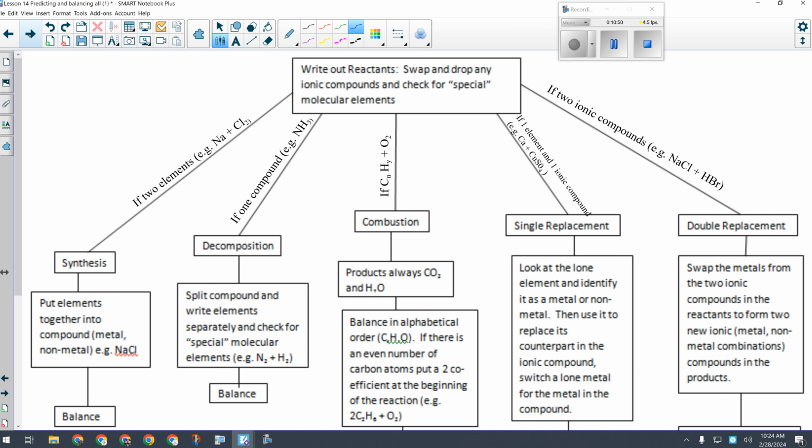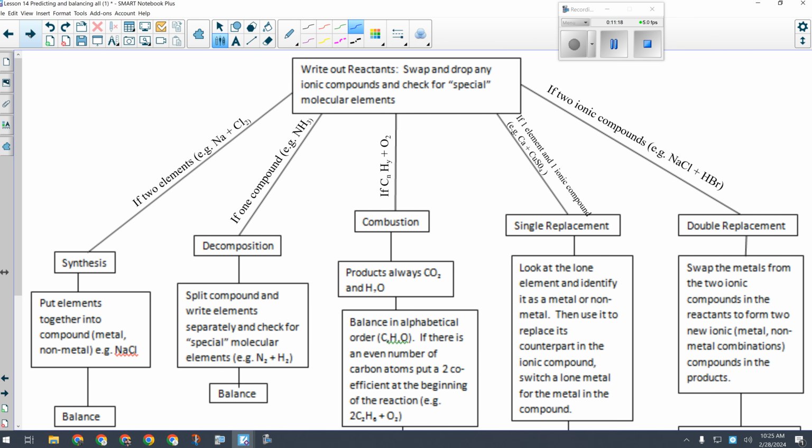Now, I used to give everybody a copy of this flow chart, but I found people got way too dependent on it, and it makes it look more complex than it needs to be. We just have these rules now when we're predicting, if I know the pattern. If I have a synthesis reaction, I put the elements together, because that's what a synthesis reaction does. And then I balance. If it's a decomposition reaction, I split the compound and write the elements, and I check for special ones, and then I balance.